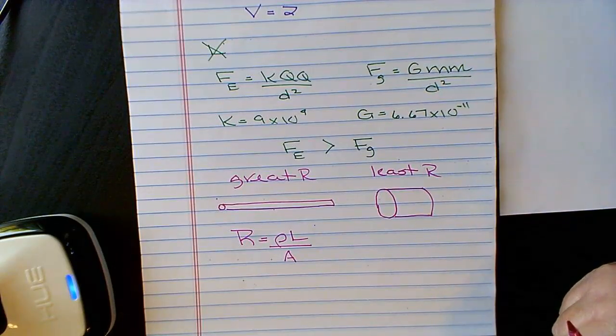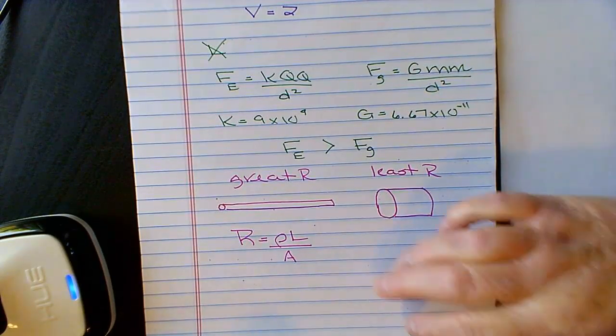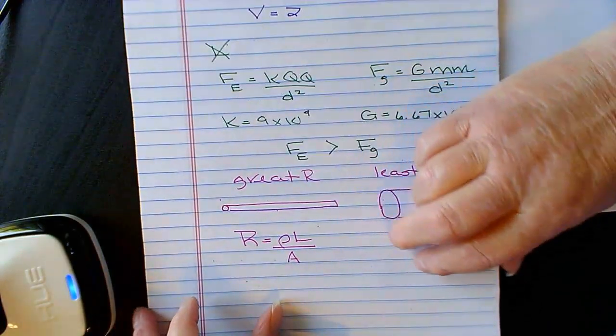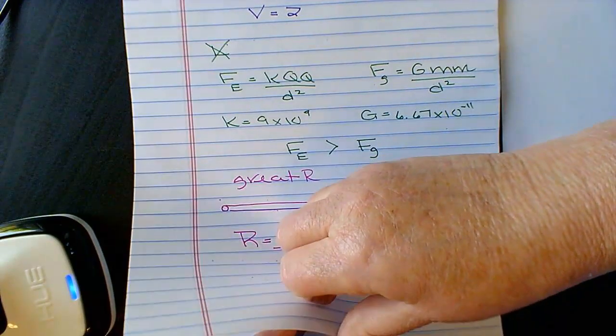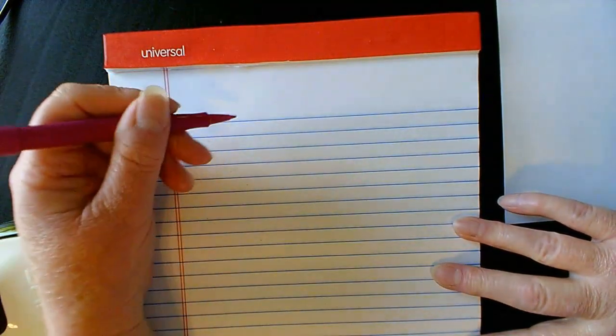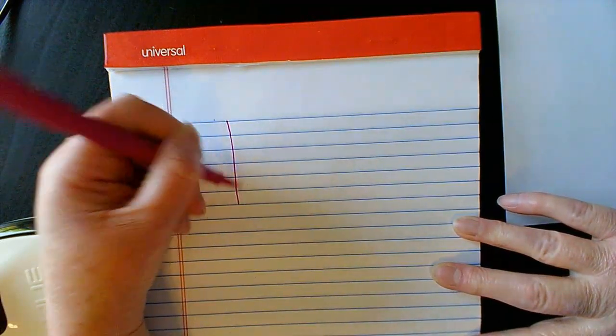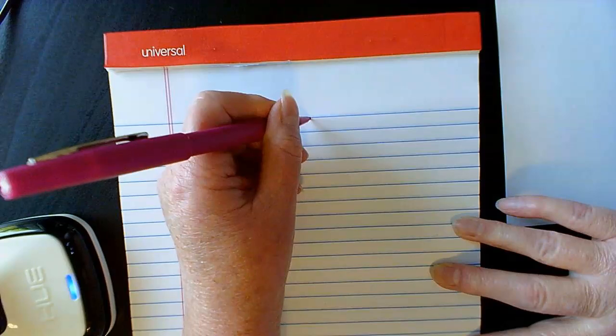All right, explain how current varies in a circuit. So let's just kind of make up a circuit. All right, so again, we're just going to make this up. So let's go like this.